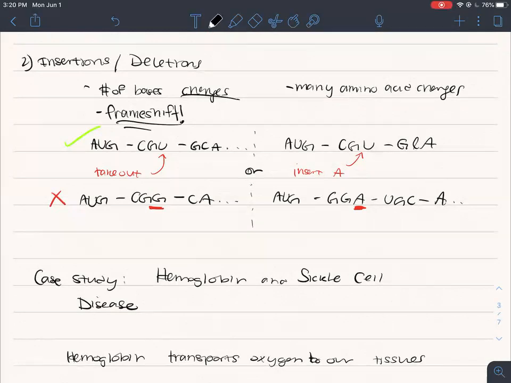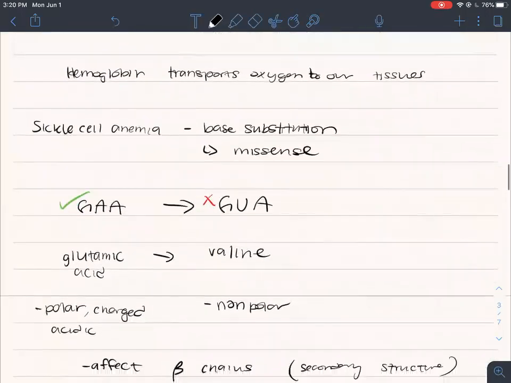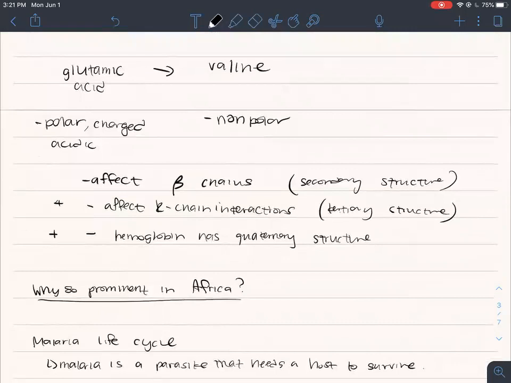A case study is hemoglobin and sickle cell disease. Hemoglobin is a quaternary structure of a protein found in red blood cells that helps carry oxygen to our tissues. And in sickle cell anemia, just one base pair substitution changed glutamic acid to valine. This huge difference could potentially be deadly, where we can't carry enough oxygen to our tissues, and there could be multiple underlying health issues. It could affect all parts of the protein, from the primary all the way to the quaternary structure.